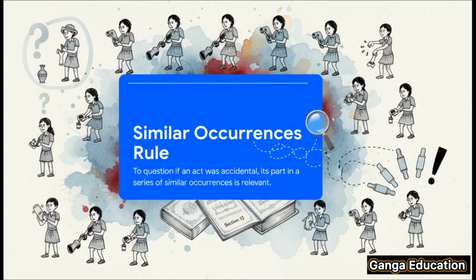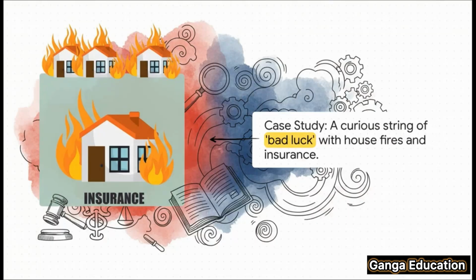So the key legal idea here is from Section 15 of the Indian Evidence Act. And it basically says this: if you're trying to figure out if something was an accident or if it was done on purpose, it is totally relevant to look at other similar things that happened involving that same person. See, a single incident, that could just be bad luck. But when it happens over and over, well, that starts to look a whole lot like a pattern of intent. This whole idea is brought to life perfectly by a classic example from the Act itself. It involves insurance and, well, a series of very, very unfortunate fires.